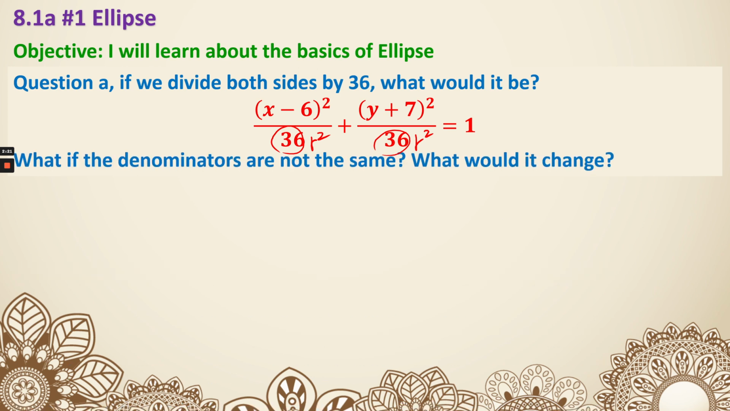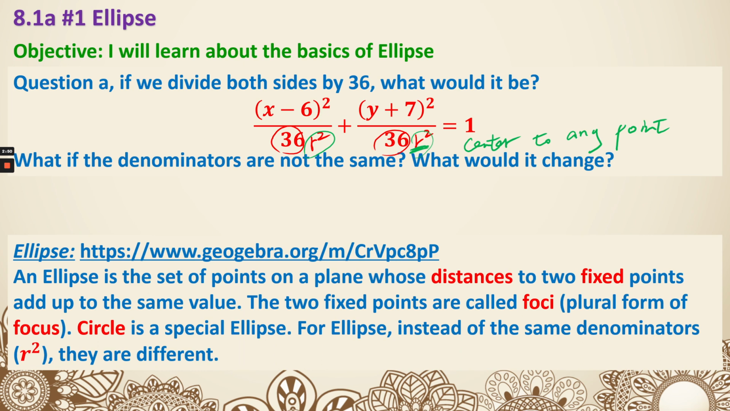Now, what if the denominator is actually not the same? What would it change? So just a rough thought, if they're not the same, that means we're not having r squared down there, then we can actually have a radius, but that means we're still going to need some kind of points to represent the distance, because again, the definition for r is the distance from the center to any point on the circle. That's the radius. So if we don't have that, that means the distance would change. So that gives us the shape that's called ellipse.